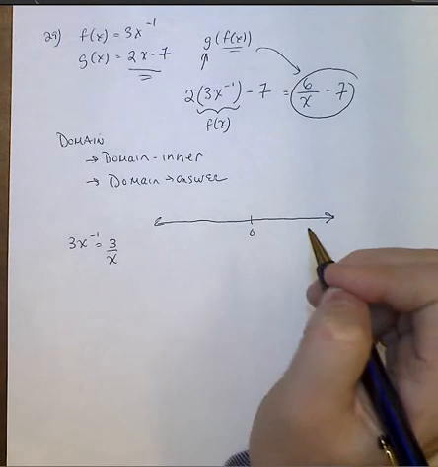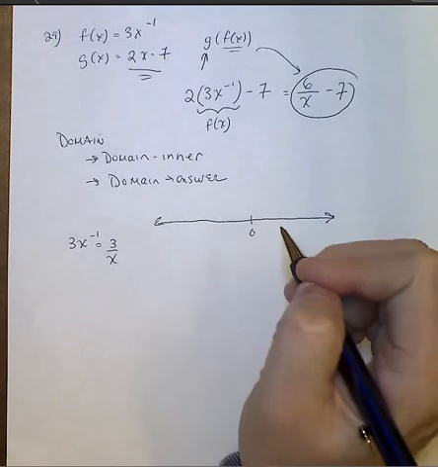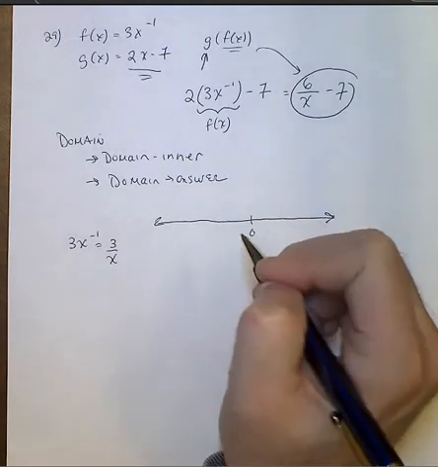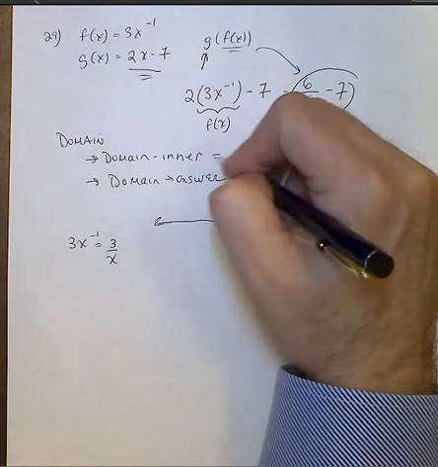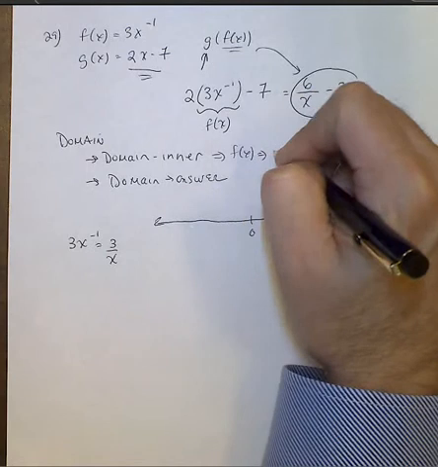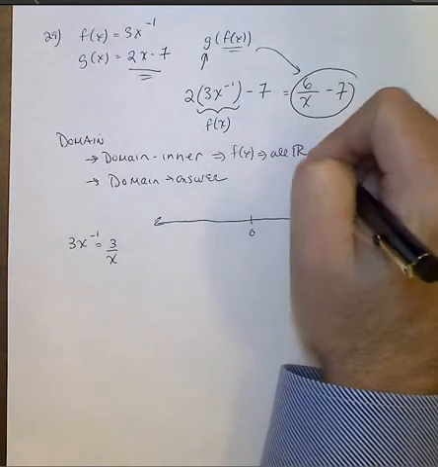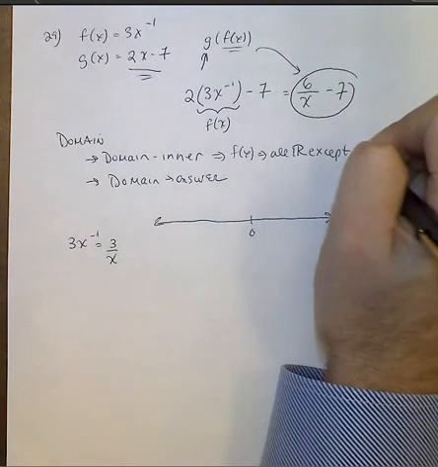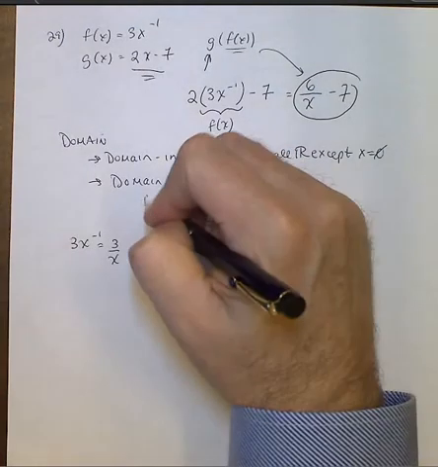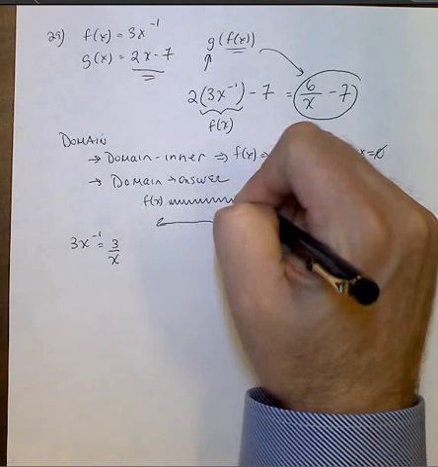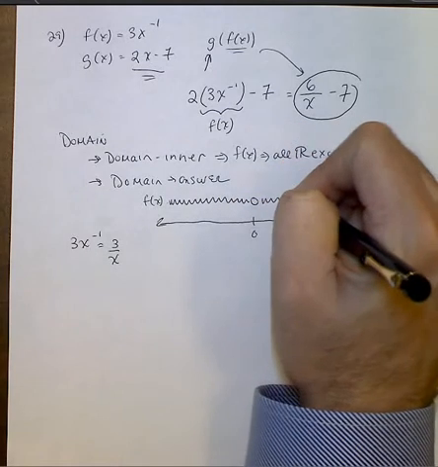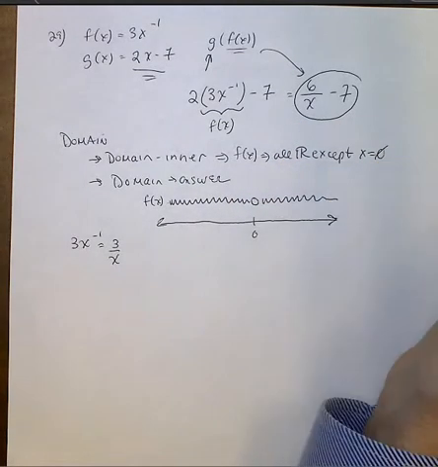What's the restriction on f of x? x can't be 0. We cannot have a 0 in the denominator. So the domain of the inner, which is f of x, is all reals except x equals 0. And if I draw that out on the number line, the domain of f of x is all reals except 0.